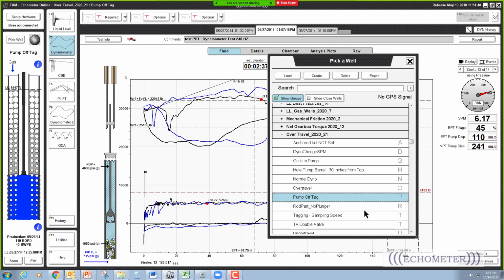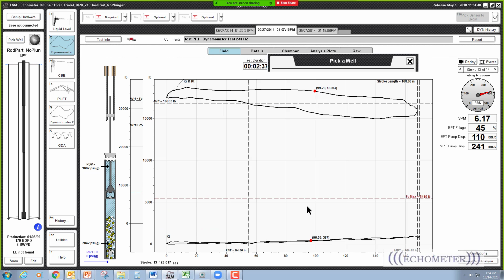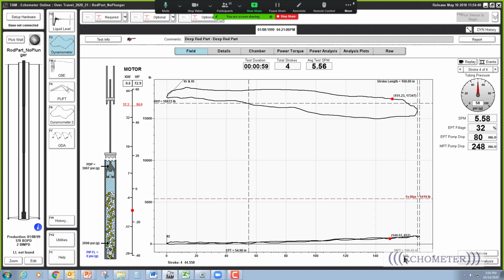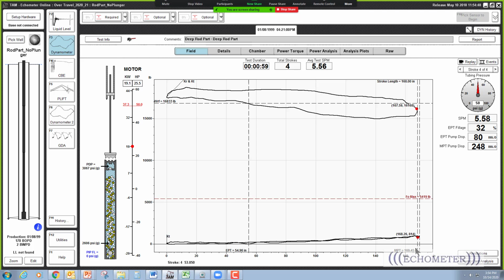So this is just a rod part, and we've seen it before. But the main thing I want to show here is that the pump stroke without a plunger has no stretch, and the surface stroke is slightly shorter. See here, the surface stroke is 168, and the downhole stroke is 169.5. And if there's no plunger, this is a rod part right at the pump. If there's no plunger, there's no stretch.